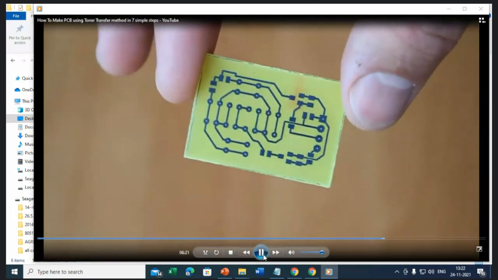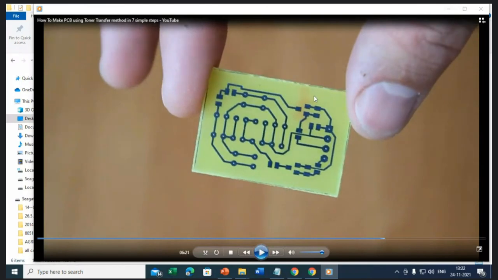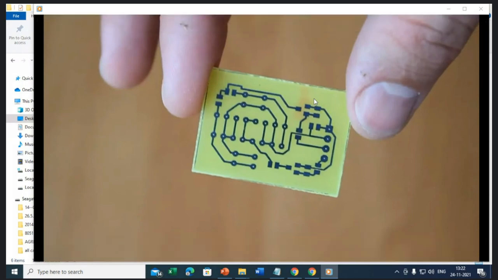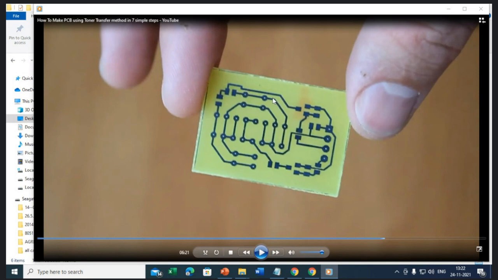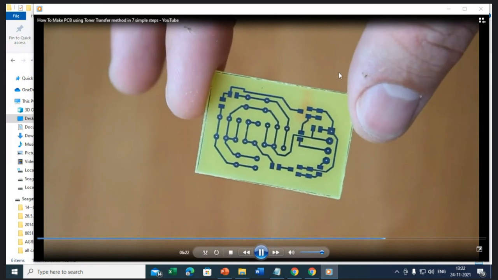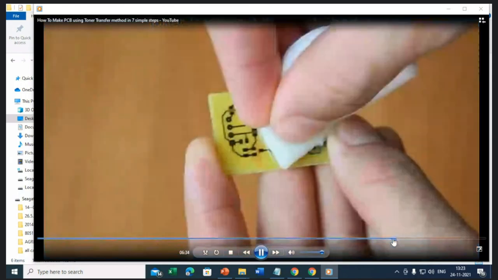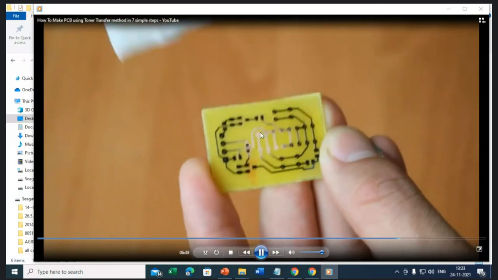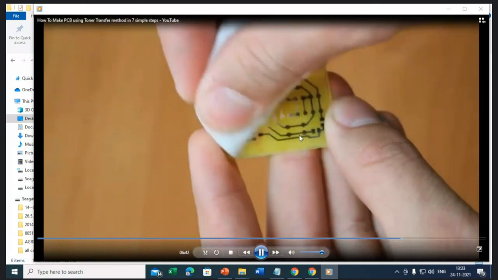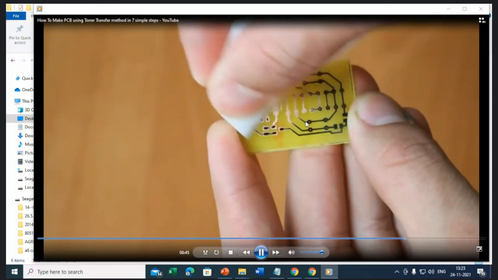And this extra copper will get removed because the ferric chloride will dissolve the copper into granules that get deposited in the ferric chloride solution, and only the trace that is left, which is nothing but the printed carbon from your laser printer, remains. This masks the copper layer under these traces, and that's your printed circuit. Just use acetone, you can clean your PCBs. This is used by most of you as a nail polish remover.